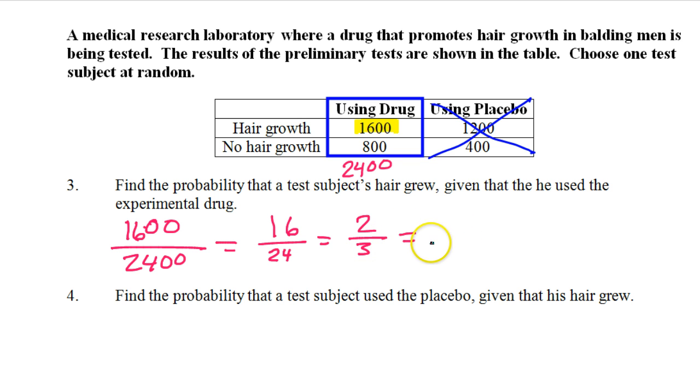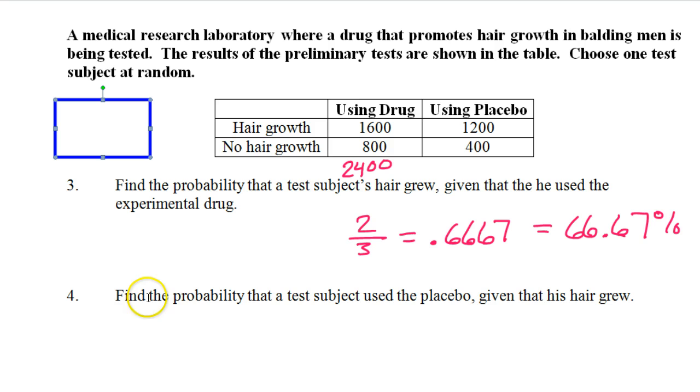As a decimal, this would be 0.6667. And as a percent, this would be 66.67%. Okay, so there you go for number 3. Alright, look at number 4. Find the probability that a test subject used the placebo given that his hair grew.